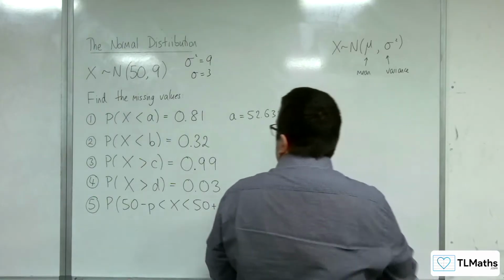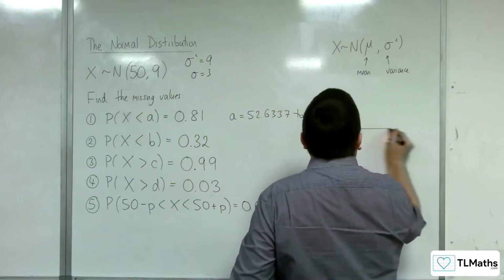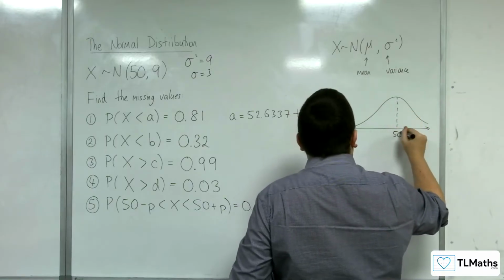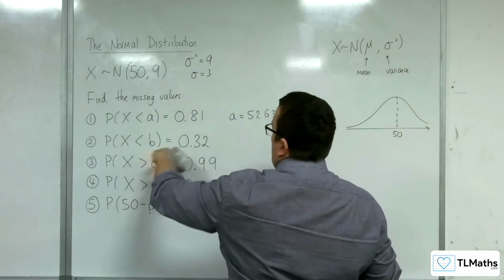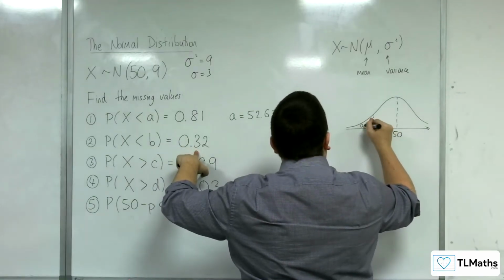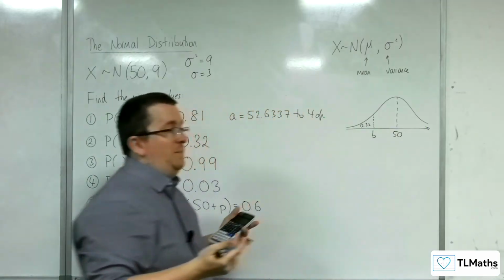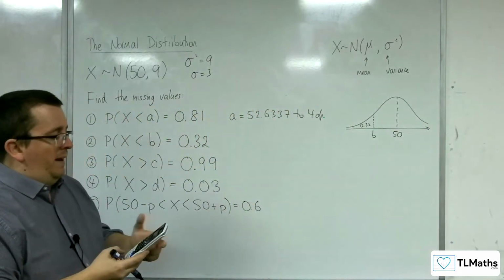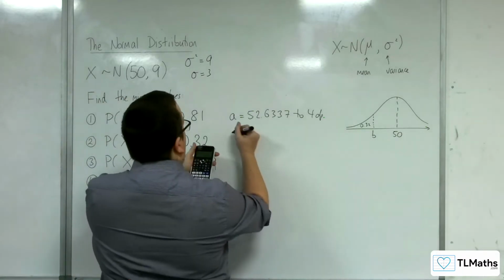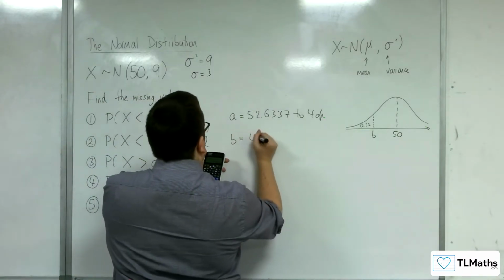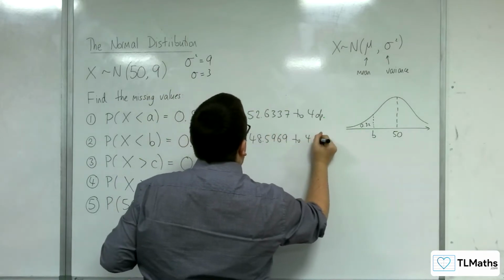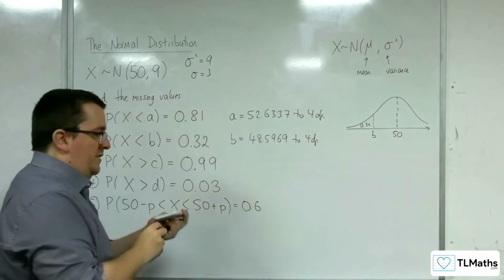Number 2, we've got to find the value of B here. Right, there's 50. So the probability to the left of B is 0.32. So B would have to be down here. So we can identify that B has to be less than 50. So if we replace the area with 0.32, we get 48.59. So B is 48.5969 to 4 decimal places. And so that's number 2.